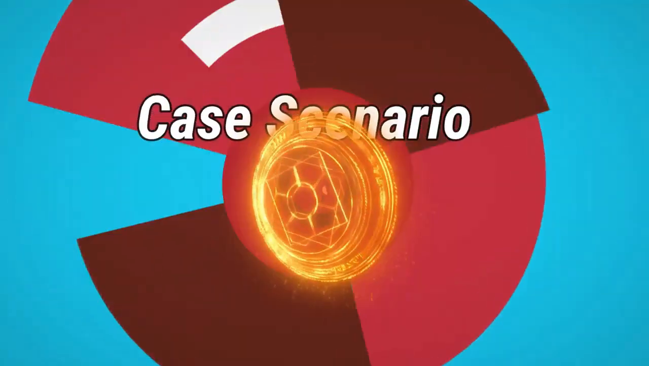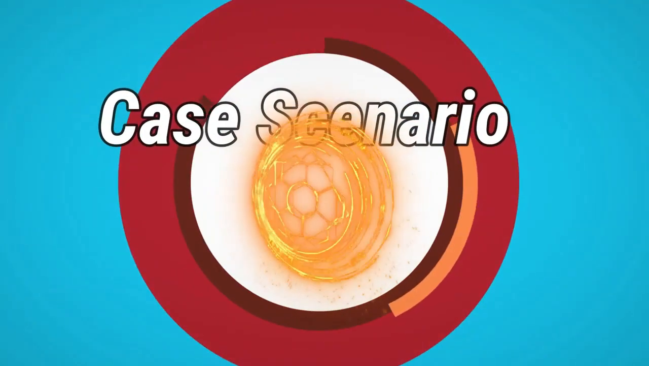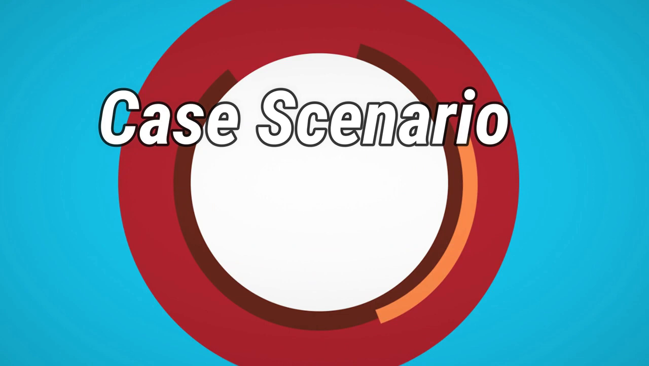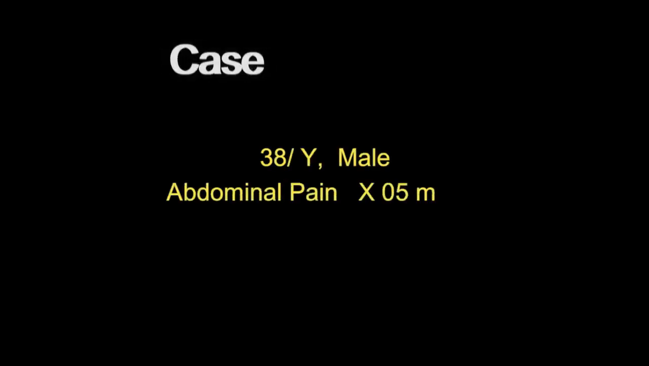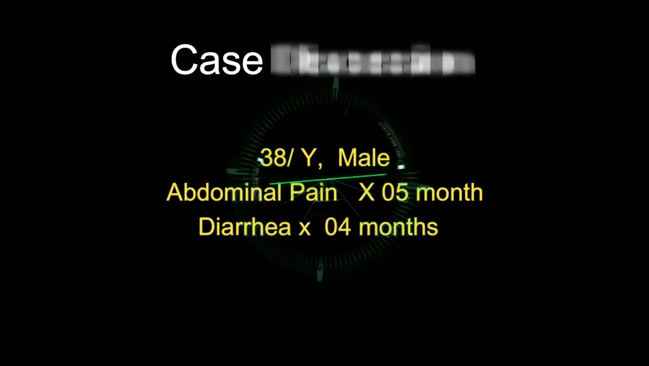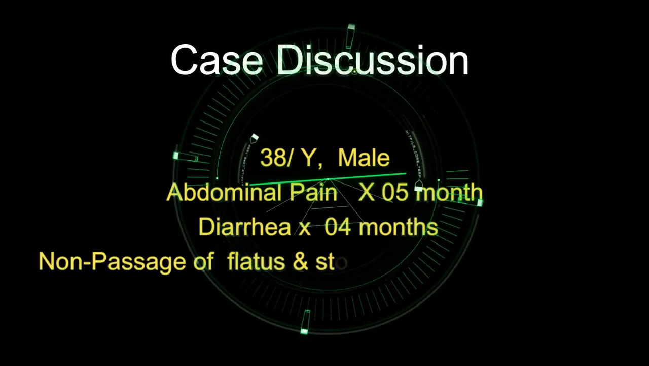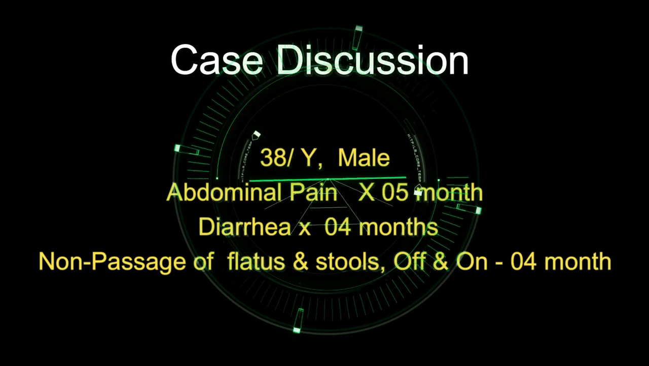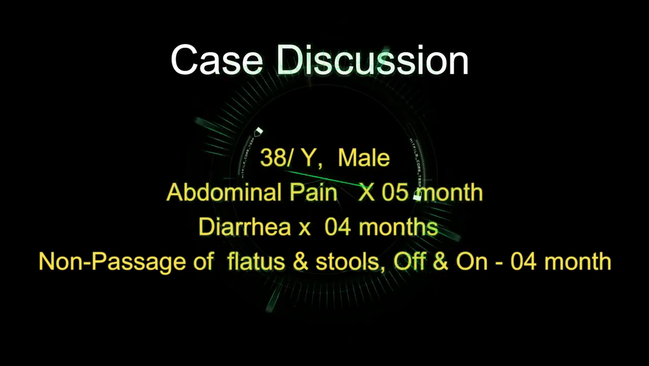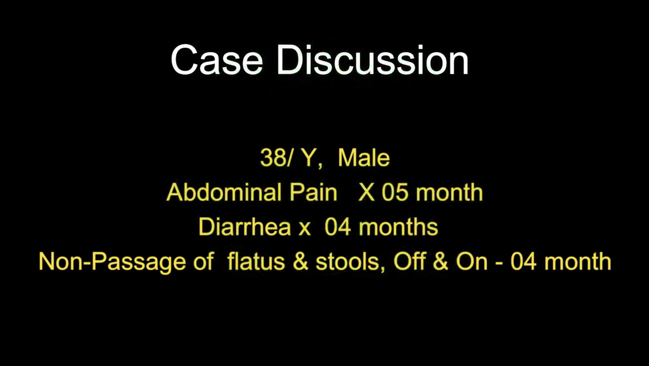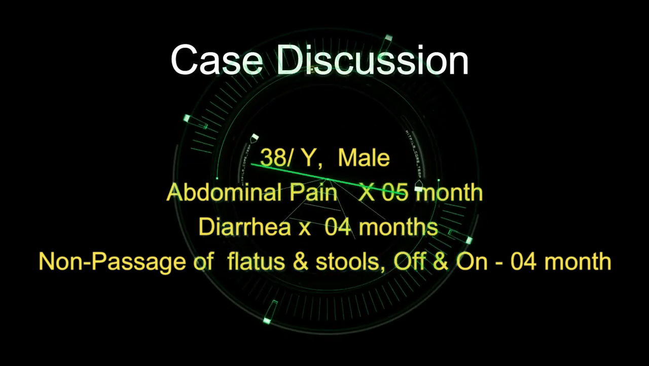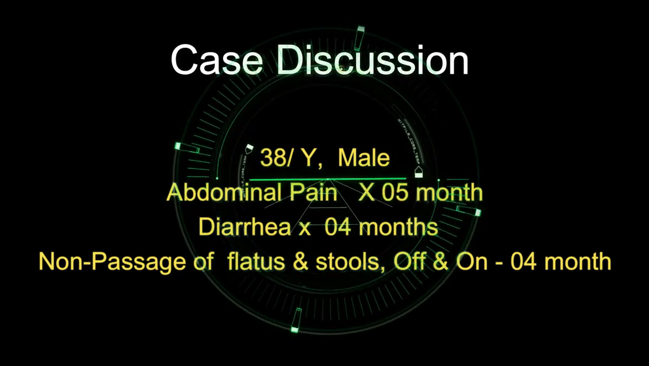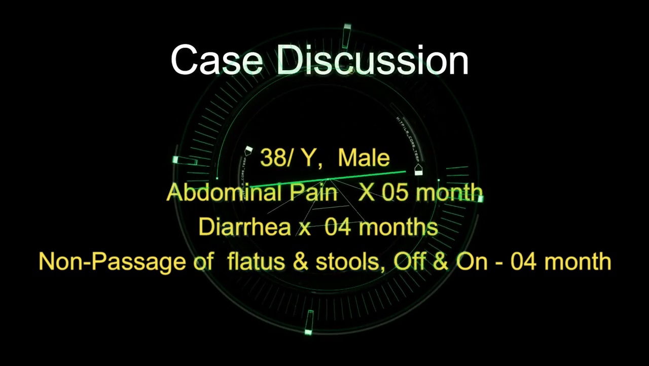So this is a real life case scenario which I am giving to you. The diagnosis can be anything. It is not that it is only Crohn disease that we are discussing, so keep your options wide and let's start. This is a 38-year-old male who presented to us with a history of abdominal pain for the last 5 months, a history of diarrhea for the last 4 months, and an intermittent history of non-passage of stool and flatus for the last 4 months.